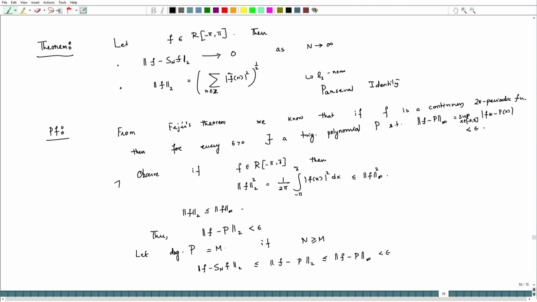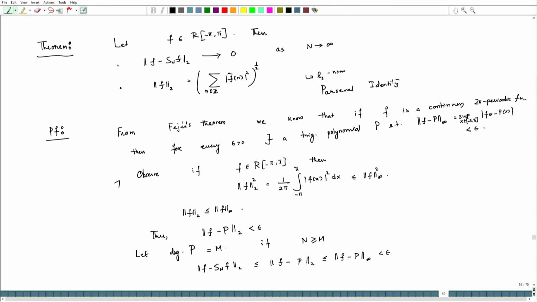So by proving that S_n f is the closest trigonometric polynomial among all trigonometric polynomials of degree less than or equal to n, we have arrived at this: the 2-norm of f minus S_n f goes to 0 as n goes to infinity.